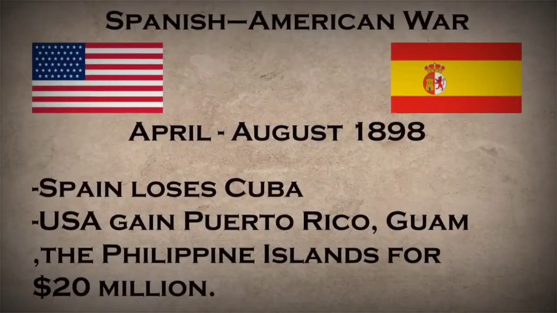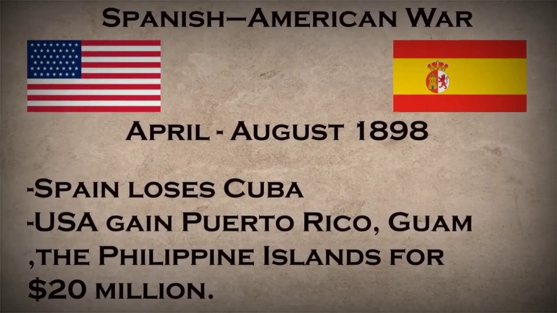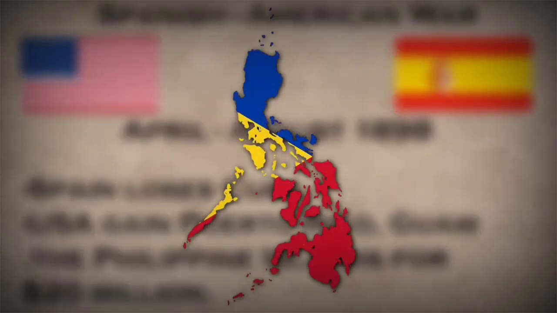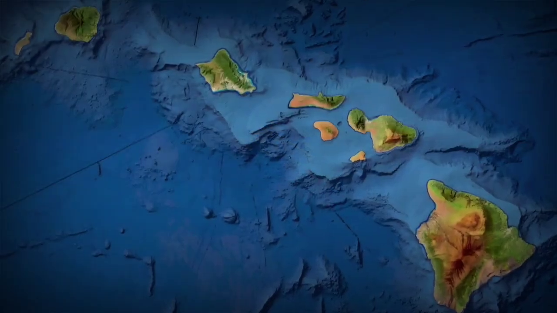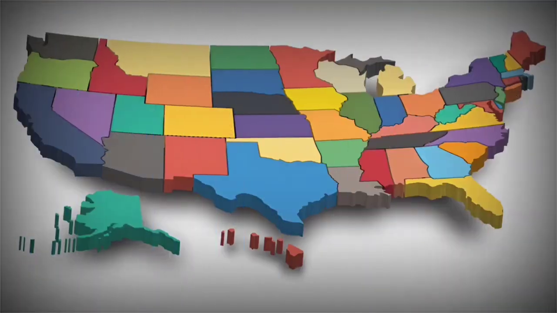Spain lost Cuba, and the U.S. gained Puerto Rico, Guam, and the Philippines, though the Philippines later became independent. Around the same time, the US also annexed Hawaii. America was now a vast and powerful nation.